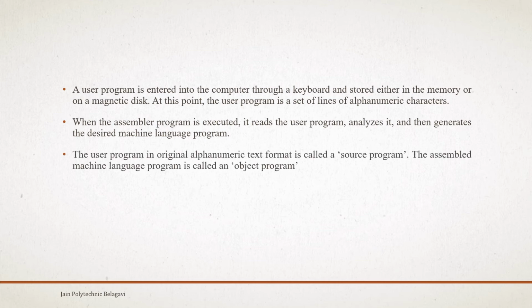The user program in original alphanumeric text is called a source program. Whenever the user writes a program, say a C or Java program, whatever the user has written is called a source program. Now, the assembled machine language program is called the object program. That is, the program which has been converted into machine language is called the object program.